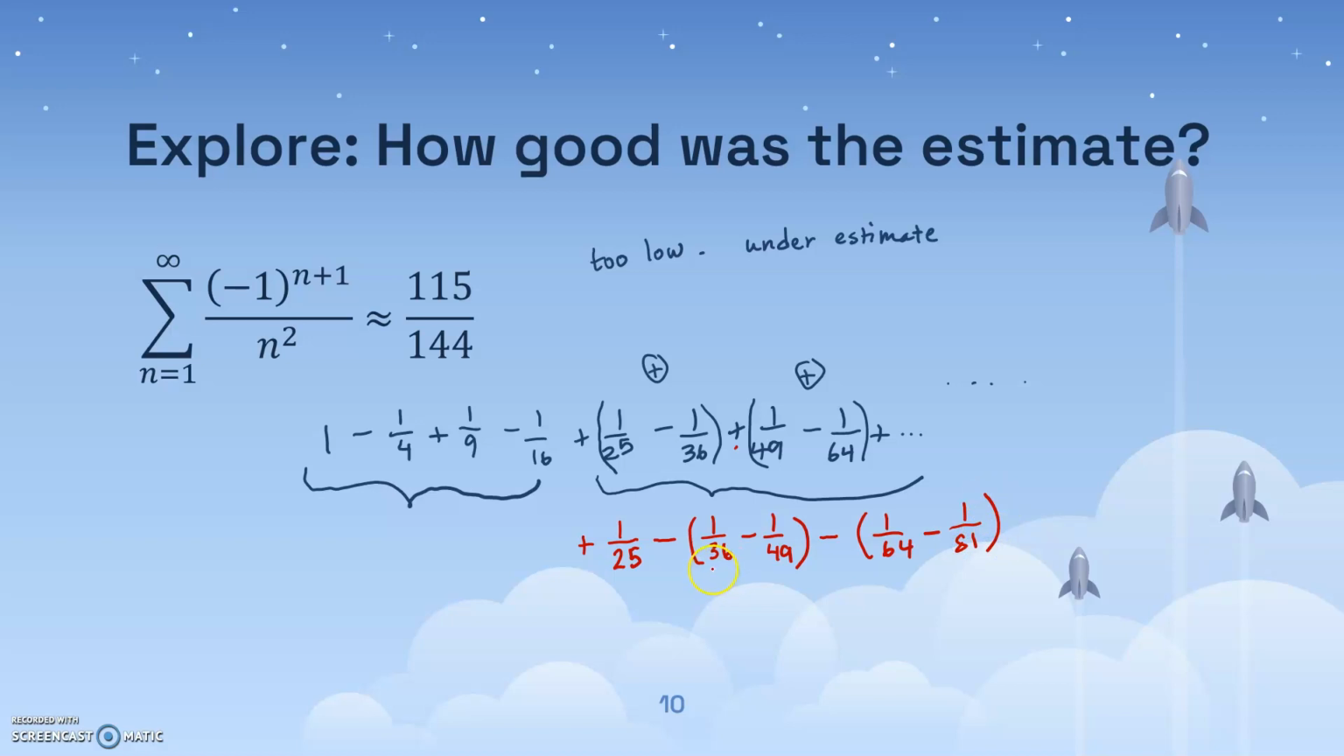So this value would be positive because 1/36 is bigger than 1/49. This value would be positive because 1/64 is bigger than 1/81. So our estimate is 1/25th minus a whole bunch of positive values. So the next term is the upper limit of the error, and it's definitely going to be a bigger error than what the actual error is.